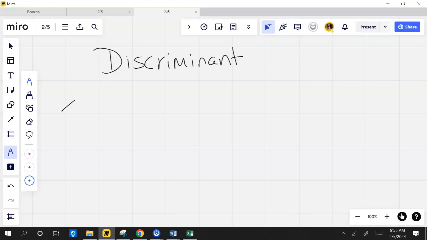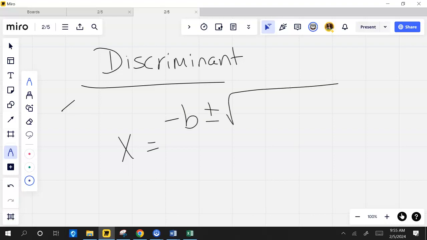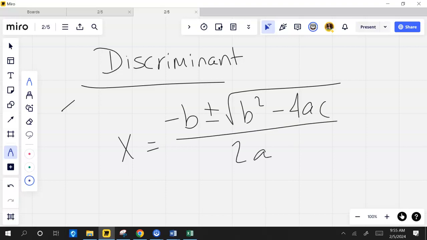So the discriminant is just a part of the quadratic formula. So let me write the quadratic formula. Actually, you tell me what's the quadratic formula. Opposite B, plus or minus the square root of B squared minus 4AC, all over 2A. That's right. Good job.